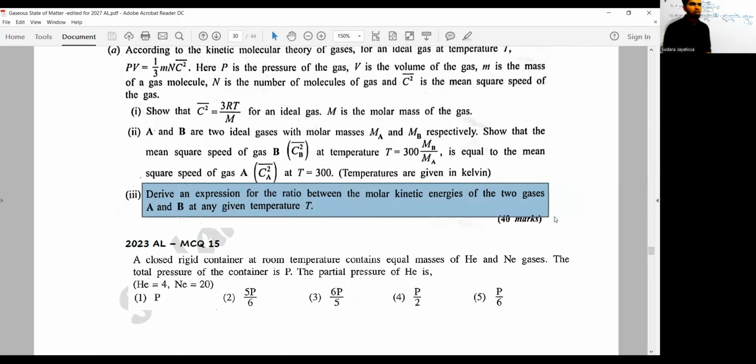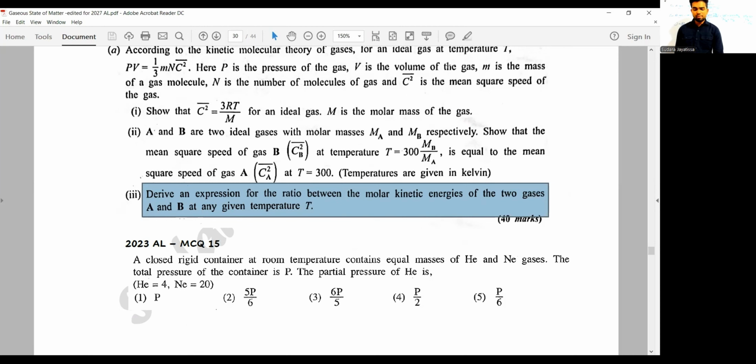Now here's the important thing. These two gases, as they tell, exist at the same given temperature T. Then what can you say? Their ratio will be, or simply you can say their average kinetic energies will be the same, isn't it? Or you can use the equation and show that one.